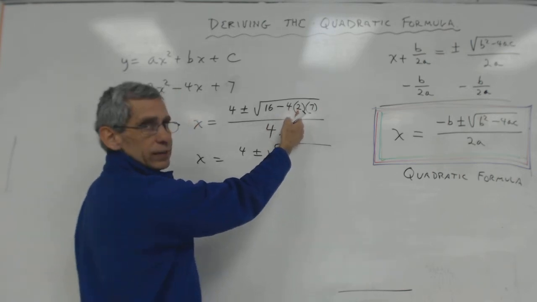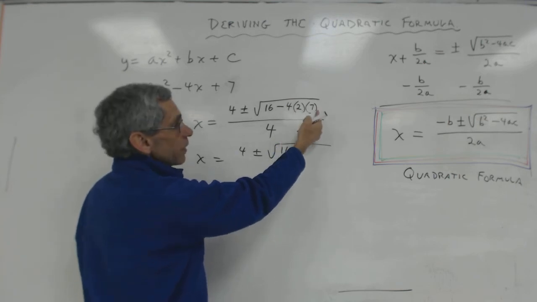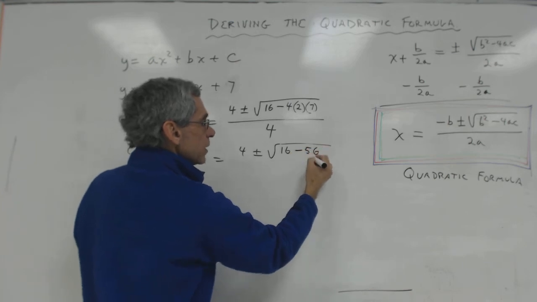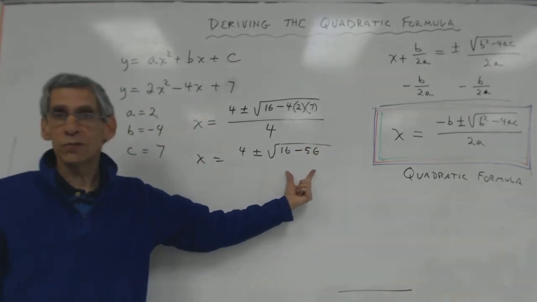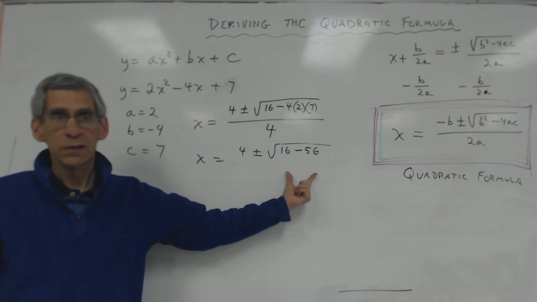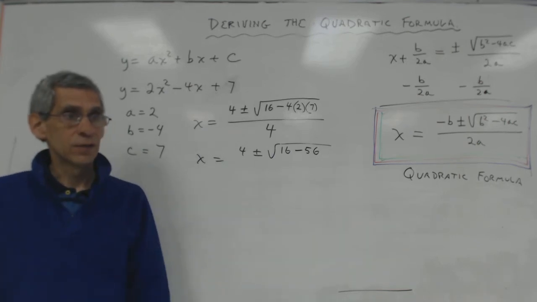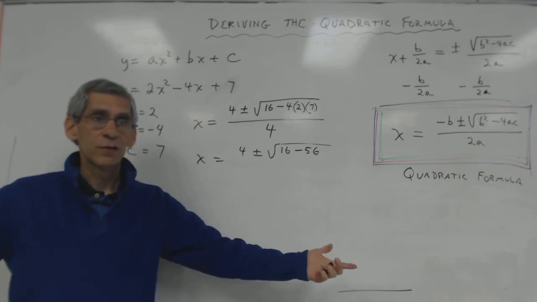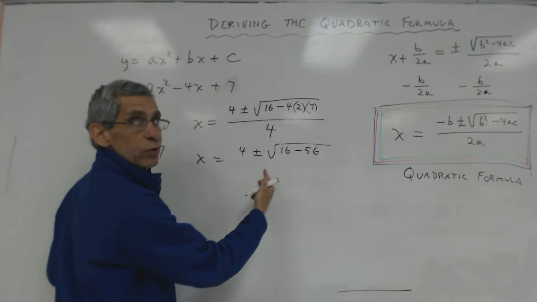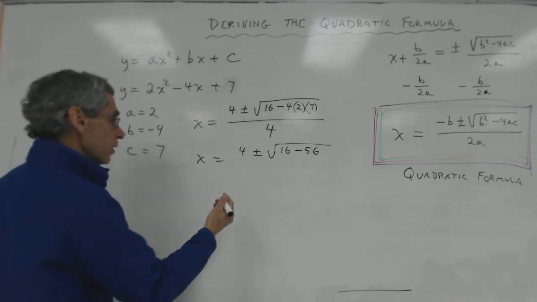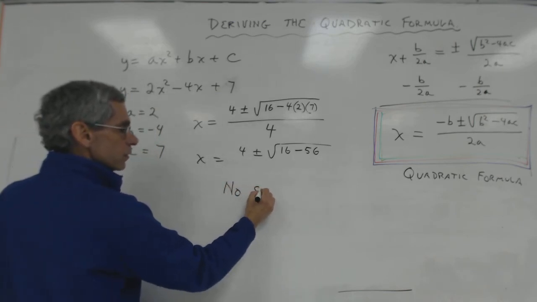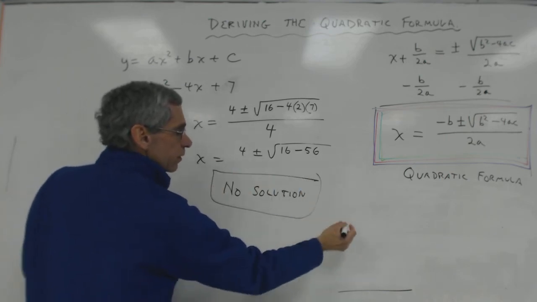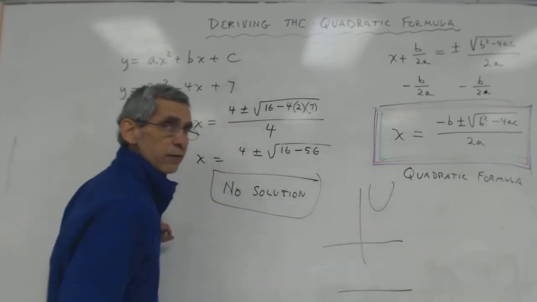4 times 2 is 8, right? 8 times 7 is 56. So suddenly minus 56. Immediately, what do you notice under the square root sign? It's going to be a negative. So what's the answer? No solution. You're done. You just figured it out. This is a negative number. You can't have the square root of a negative number. Therefore, the answer is no solution. That just means that the parabola never crosses the x-axis.